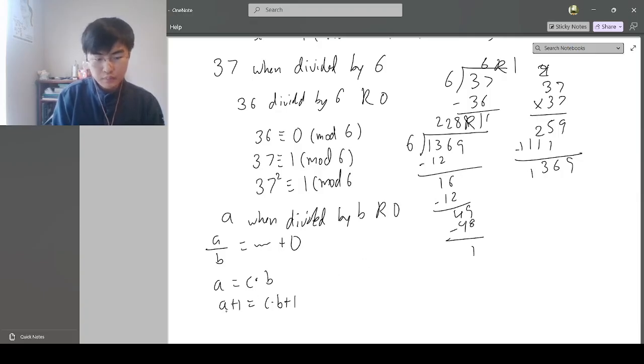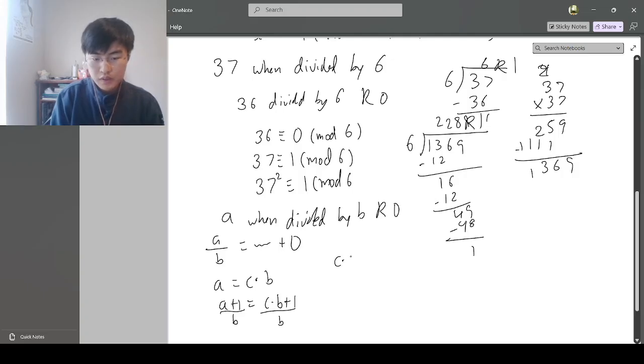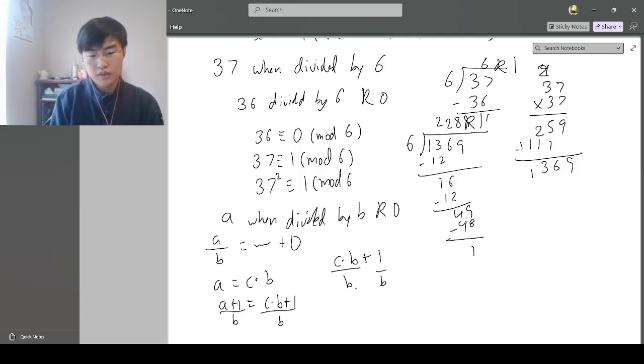Well, if I divide both of these by b now, what happens? Well, c times b plus 1, I can separate into two different terms, and this will cancel out just fine. So I'll still be left with c. But in this situation, I have a remainder, because I have 1 left, divided by b. So my remainder is 1 when I add 1. So as long as I add a number that is not a multiple of b, I will always have a remainder.